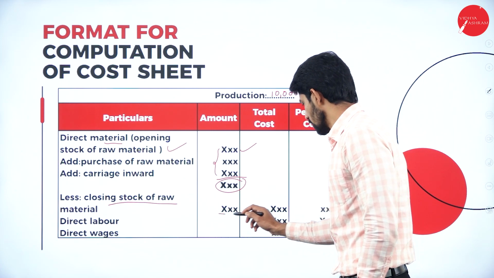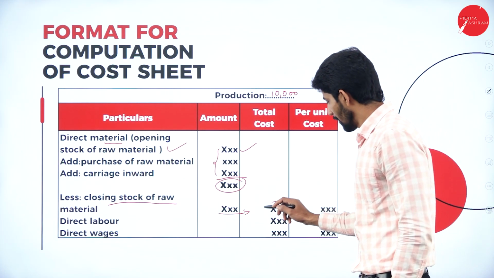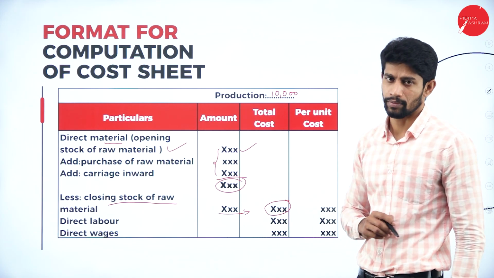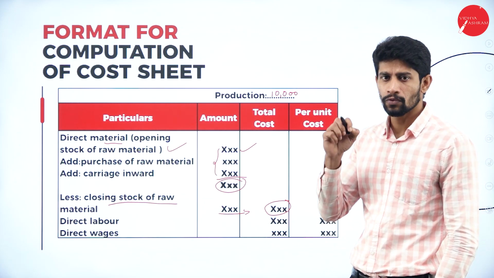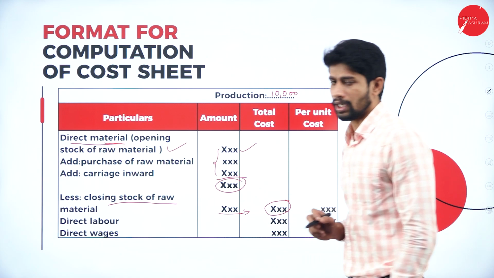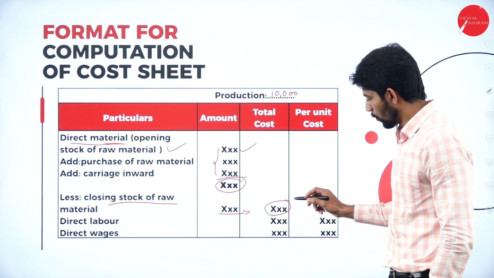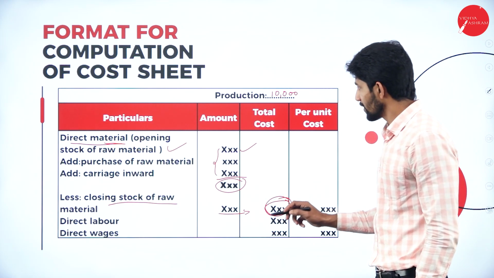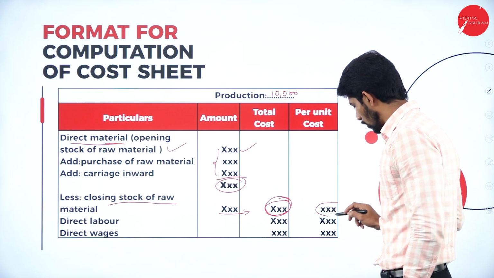If you deduct the closing stock of raw material, you will get some balance here, in the total cost amount column. If you want to know the per unit cost of direct material, whatever the amount you are going to get here, divided by number of units produced, you are going to get per unit cost.